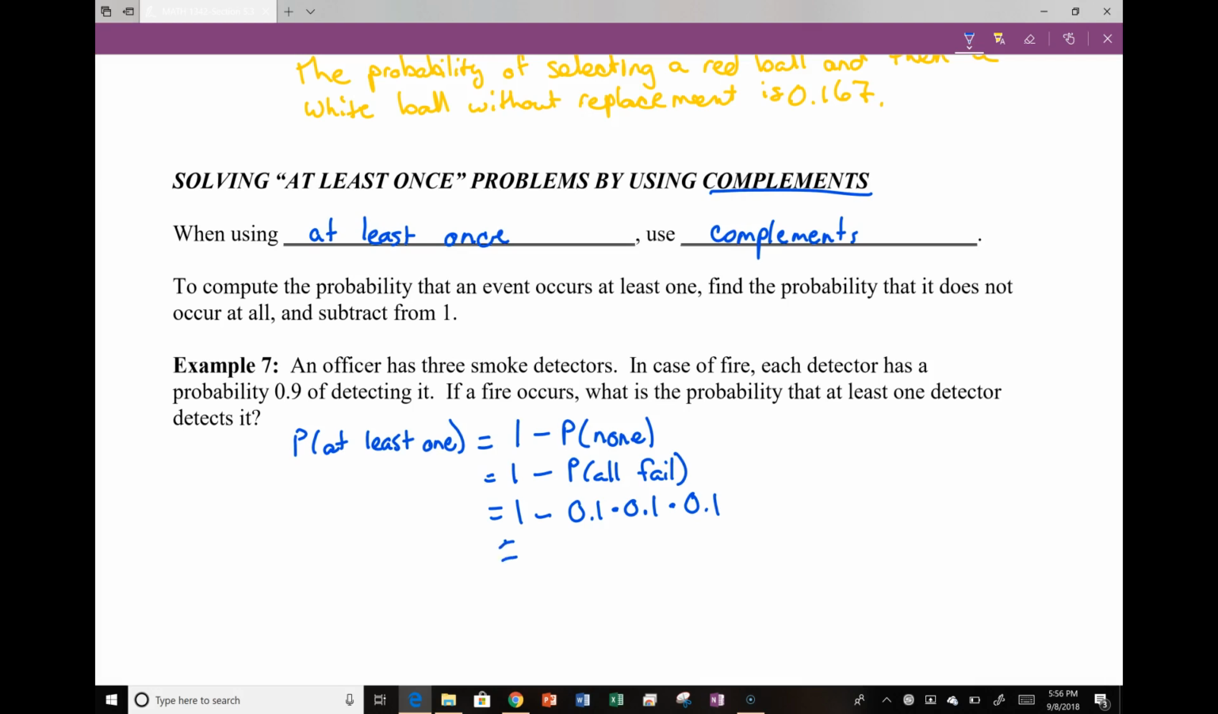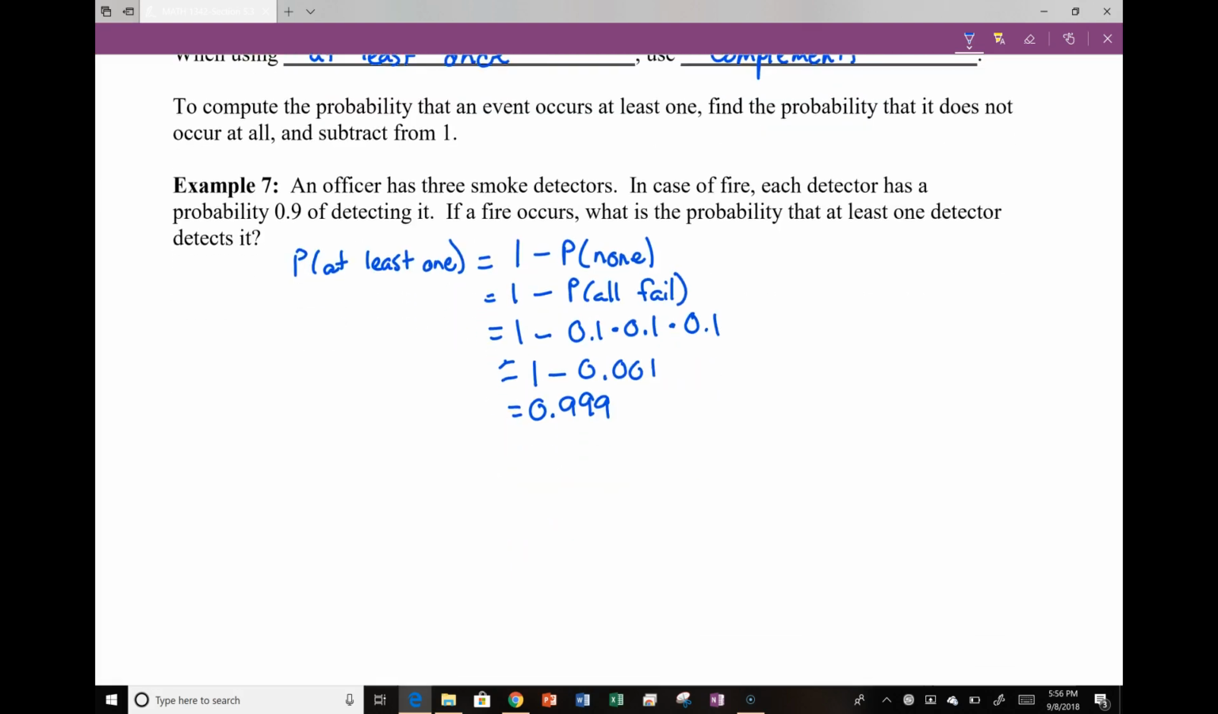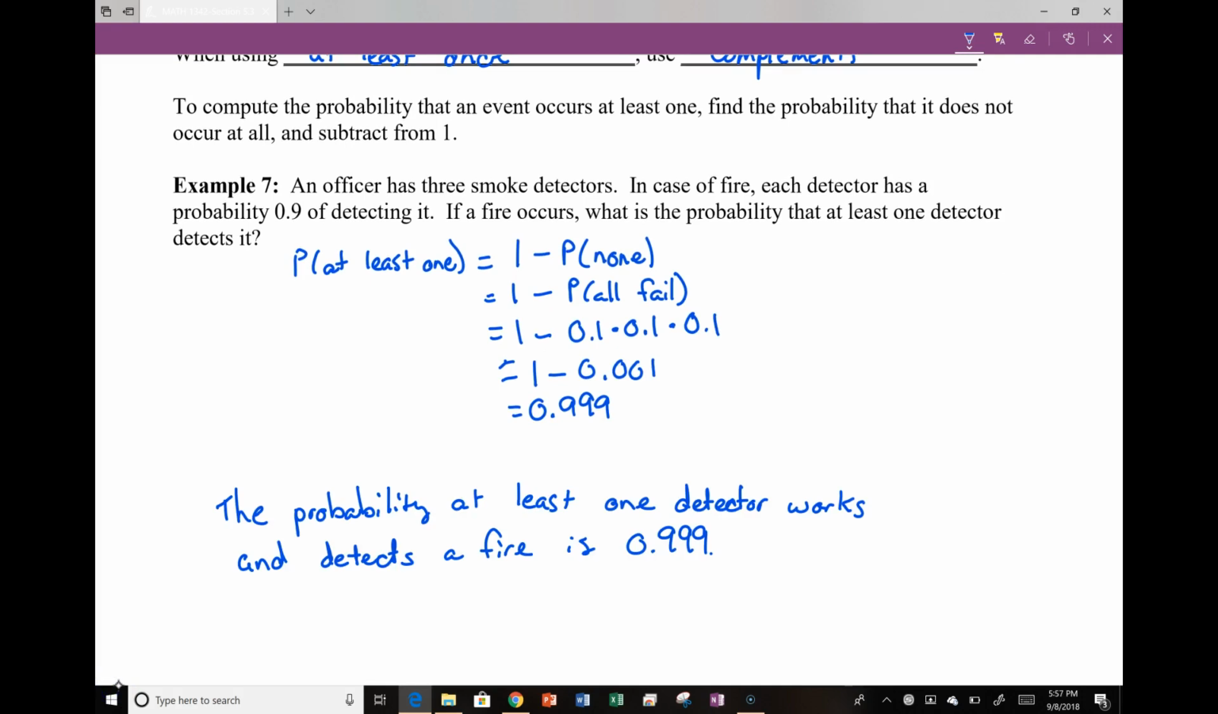Well, I need to do this multiplication first. So if I do this multiplication, that's going to become 0.001. 1 minus that is going to be 0.999. So 99.9% of the time, at least one of these smoke detectors will detect a fire. So the probability at least one detector works and detects a fire is 0.999.